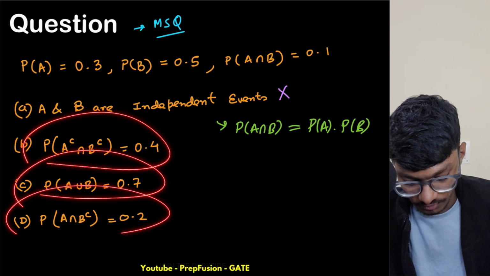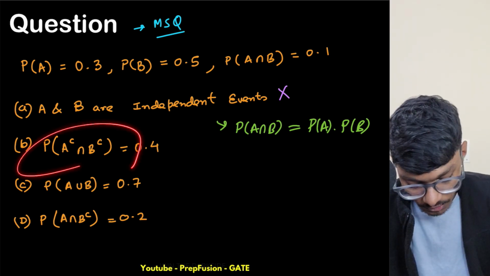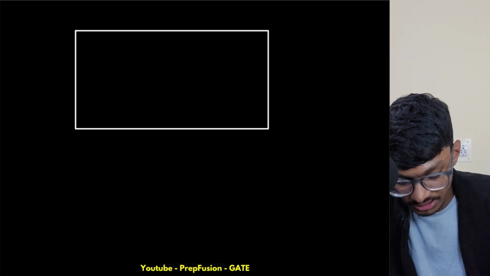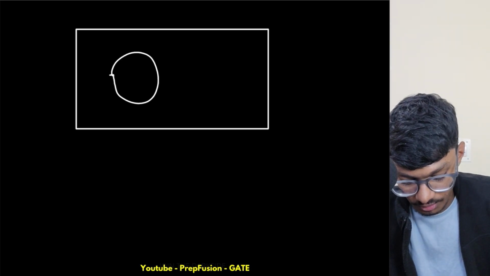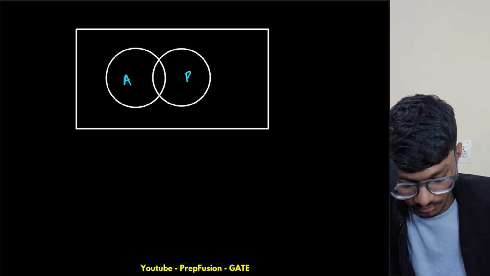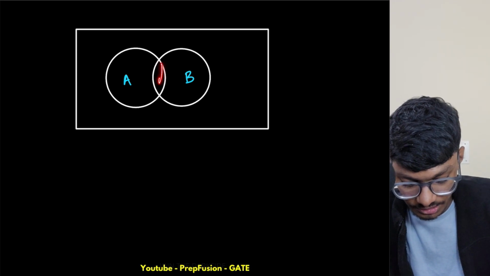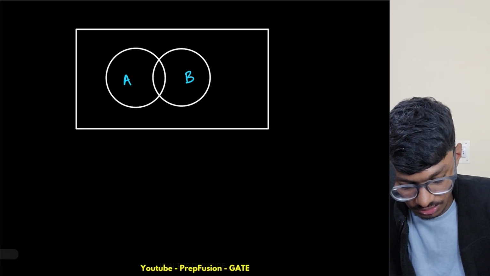Now all these things you have to find out. Either you can do it with the Venn diagram, or you can do it with the formula also. So first I will solve it with the Venn diagram. What is a Venn diagram? A Venn diagram is where all of the events are present. So here, this is the probability of A, this is the probability of B, and this is the outside area. This is the common section. They have given us the common probability, A intersection B, as 0.1. So this area is 0.1.